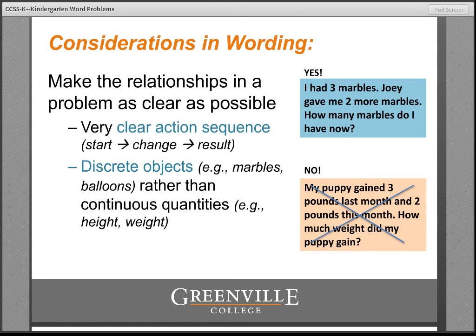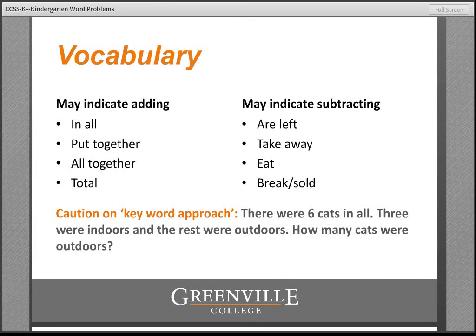Boys, girls, animals, flowers, marbles, balloons. These are things that come in separate, distinct quantities that are easier to model. Children know how to draw a picture of those things, but they don't know how to draw a picture of pounds, for example. So that would make it much more difficult to solve.